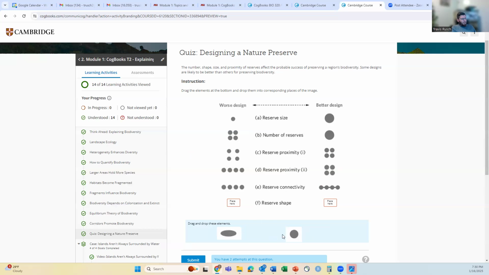And then reserve shape. We've got two left. Which is the better design, an oval or a circle? The one on the right. So a circle would be a better design than an oval. I agree. Why? The oval has edges, right? There's going to be more edge on the oval compared to the circle, and this has more of the interior core compared to here. So the distance across it is going to be less than it is going to be across this one.